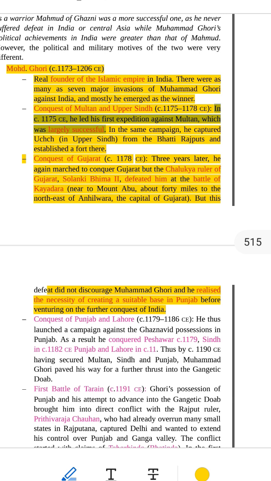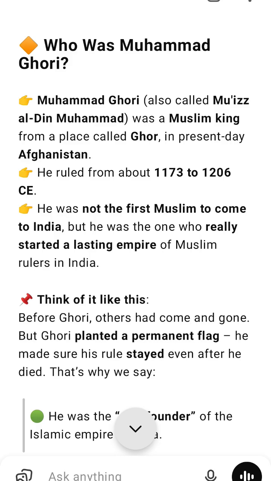Second invasion, 1178 CE, Gujarat. Where is Gujarat? A state in western India, rich and powerful, ruled by Hindu kings called Solankis or Chalukyas. What happened? 1. Ghori tried to attack Gujarat in 1178 CE. 2. The ruler was King Bhima II of the Solanki dynasty. 3. A big battle took place at Kayadara, near Mount Abu, not far from the capital Anhilwara. 4. Ghori's army was badly defeated.